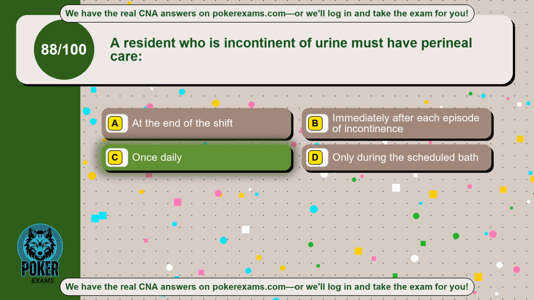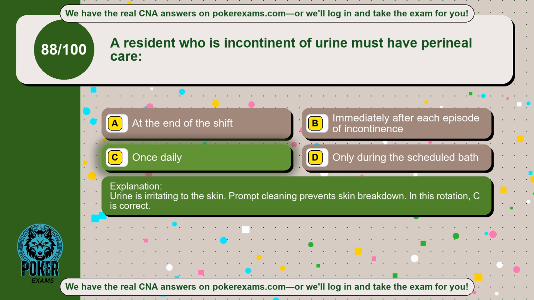Once daily. Urine is irritating to the skin. Prompt cleaning prevents skin breakdown. In this rotation, C is correct.